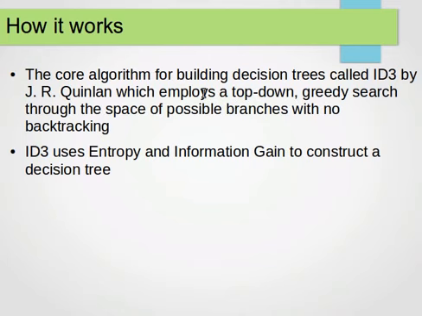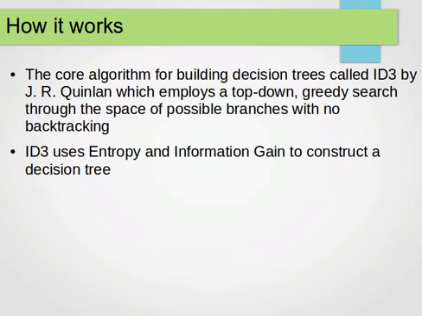Now the way it works, the core algorithm behind it is called the ID3 algorithm, invented by J.R. Quinlan. It employs a top-down greedy search through the space of possible branches with no backtracking. So it tries all possible branches and it chooses the best one. The ID3 algorithm uses entropy and information gain to construct a decision tree.